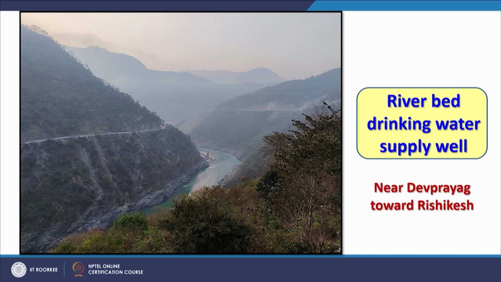Here you see one of the very good examples of a riverbed drinking water well near Devprayag, when you are coming towards Rishikesh. See here, in hilly terrains the difficulty is how to get water, and especially clear, clean water from the river for the water supply. So, if you see here, you can locate a riverbed drinking water supply well.